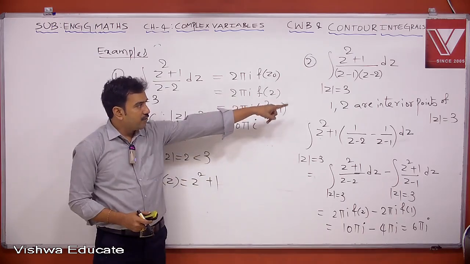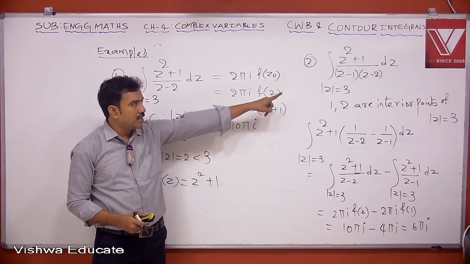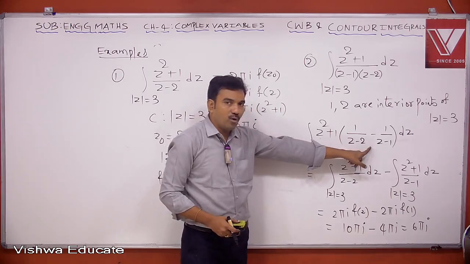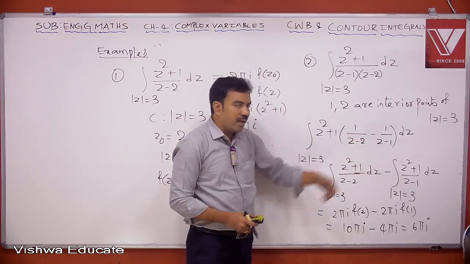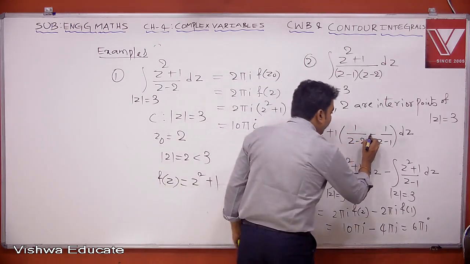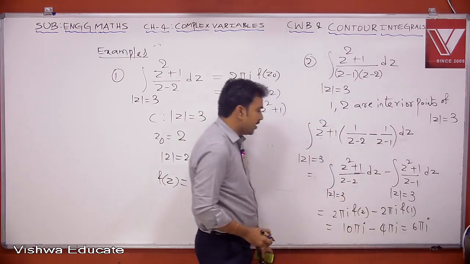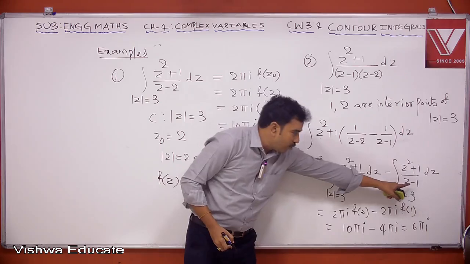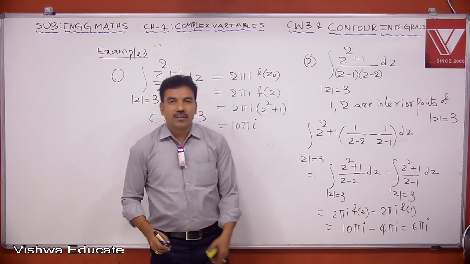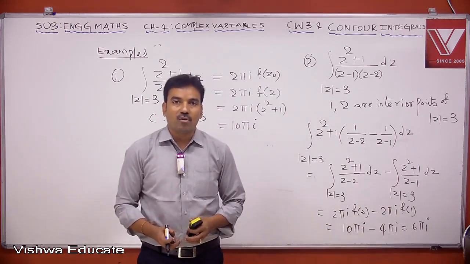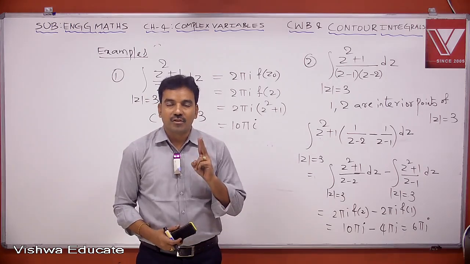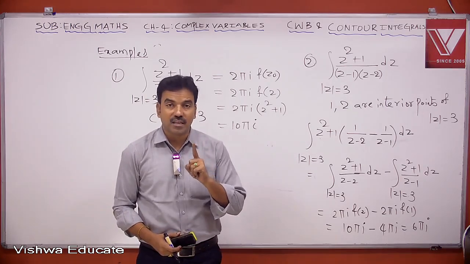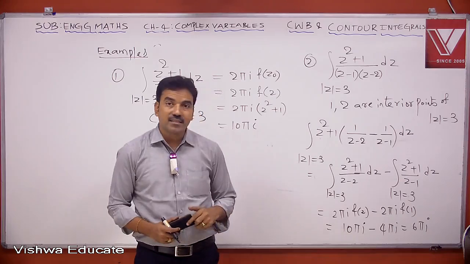So I went for partial fraction expansion of 1 by (z minus 1)(z minus 2). I got this. Now between two functions, we have a minus symbol, so I can go for the linear property of integrals. I have applied Cauchy's integral formula for 2 and I applied Cauchy's integral formula for 1. That means indirectly we have applied Cauchy's integral formula twice, once in case of 1 and once in case of 2. So finally we were getting 6 pi I.